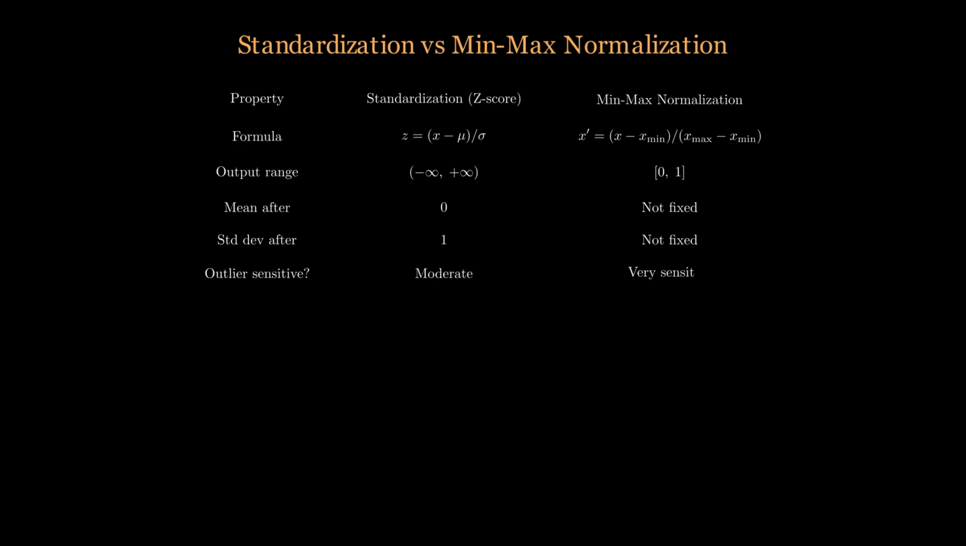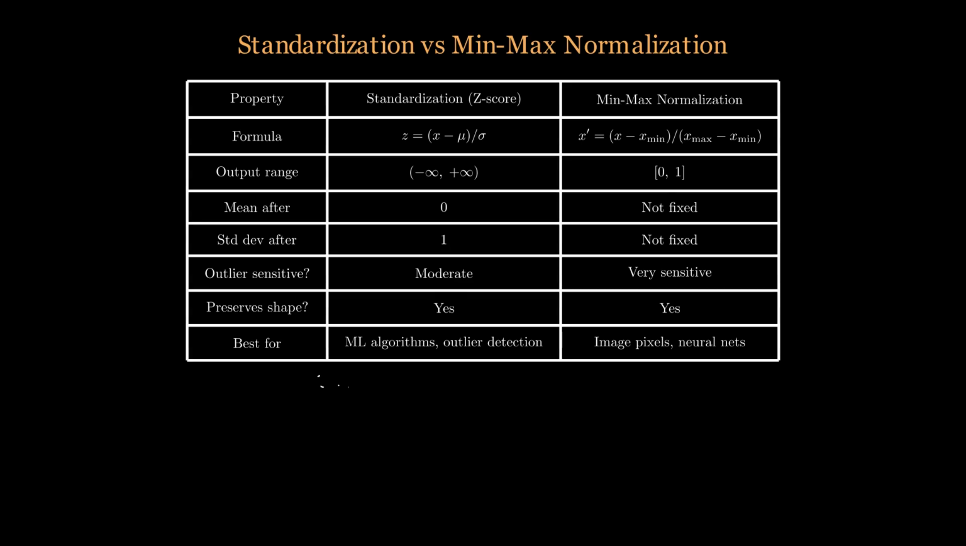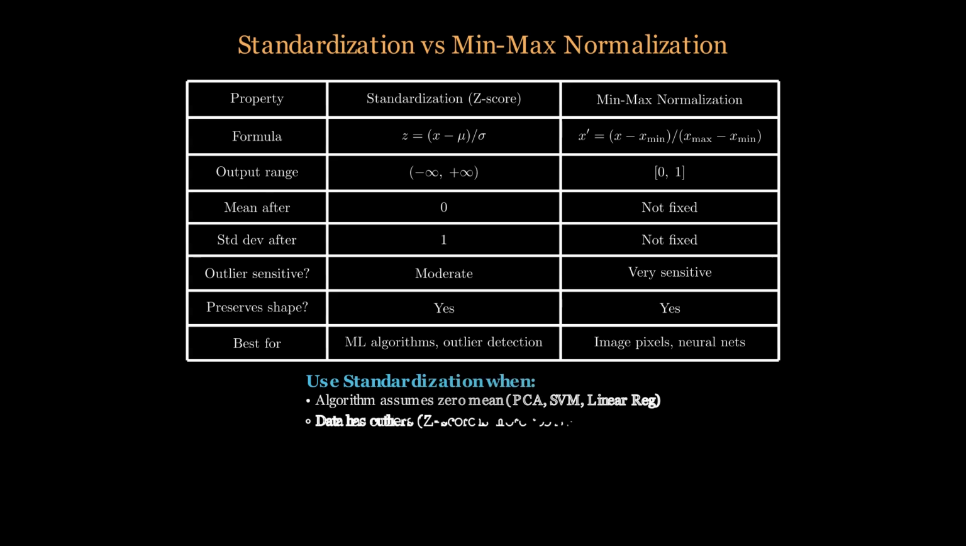Min-max normalization uses a different formula. X minus x min, divided by x max minus x min. This compresses everything into the range 0 to 1. The critical difference is sensitivity to outliers. If you have one extreme outlier, min-max normalization squashes all other values into a tiny portion of the 0 to 1 range. Standardization is more robust in this situation.